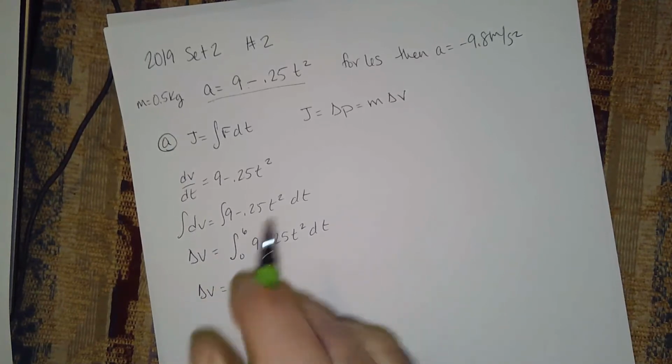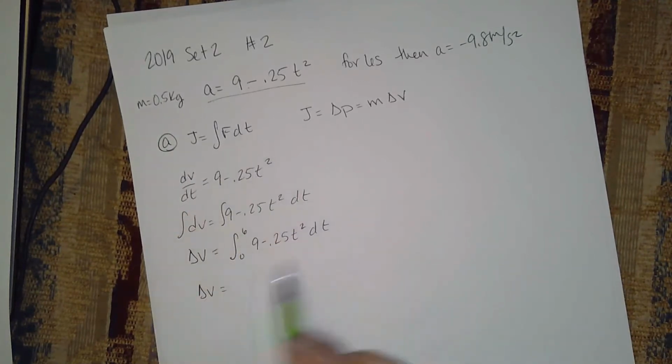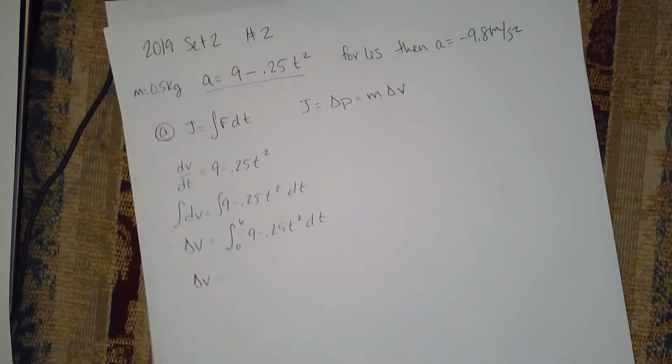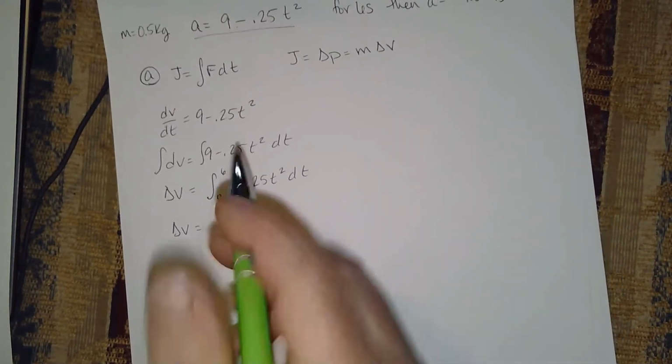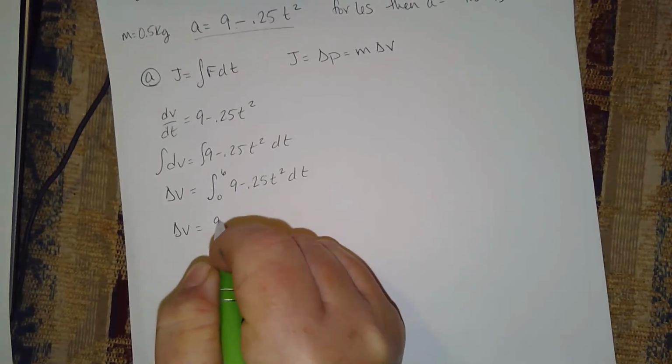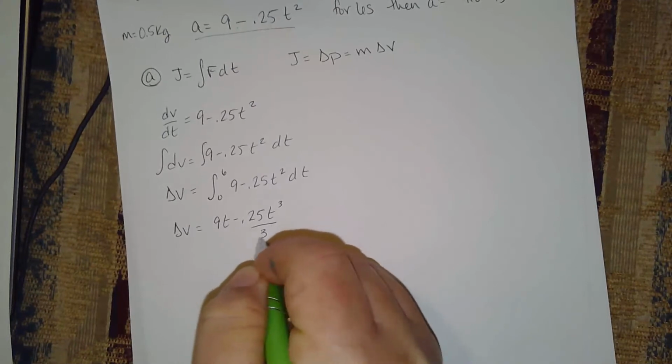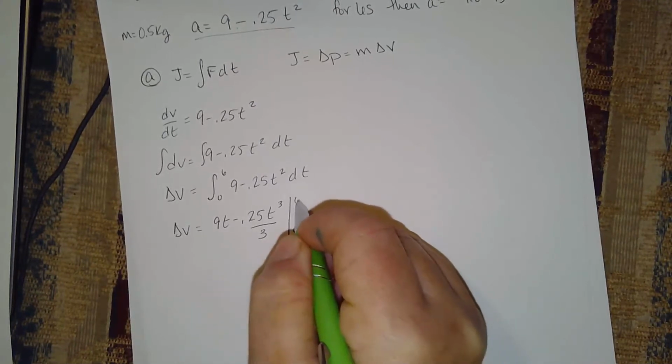which, I mean, what are we doing? We would have integrated force. We're integrating acceleration. So we're really doing the same thing, but again, this is how my kids probably would think of it better. So I'm going to integrate this function, so I get 9t minus 0.25 t cubed over 3, evaluated from 0 to 6.